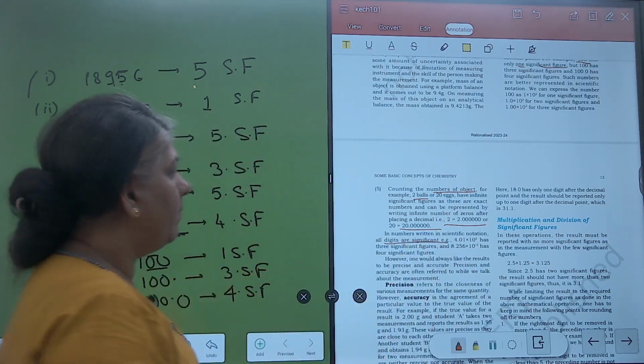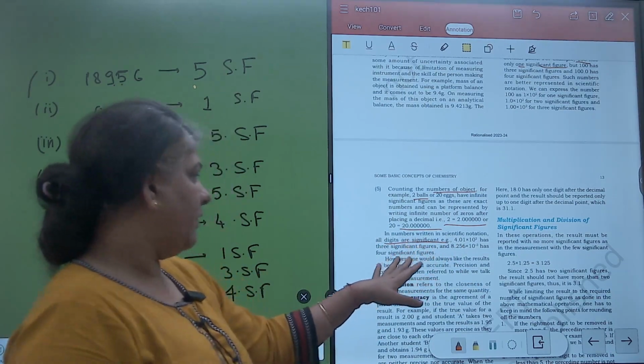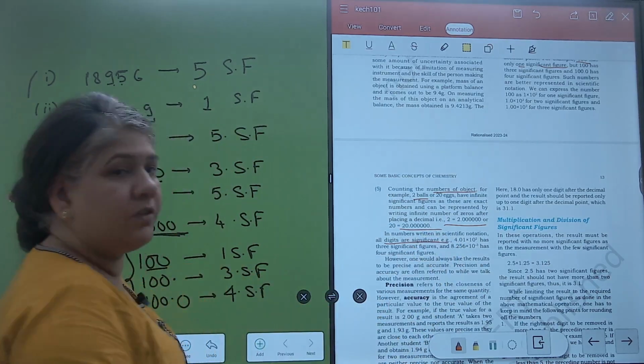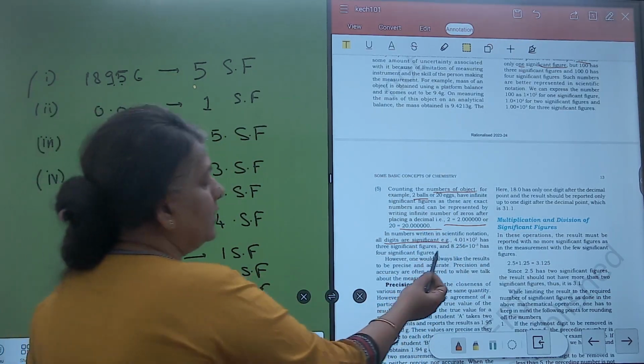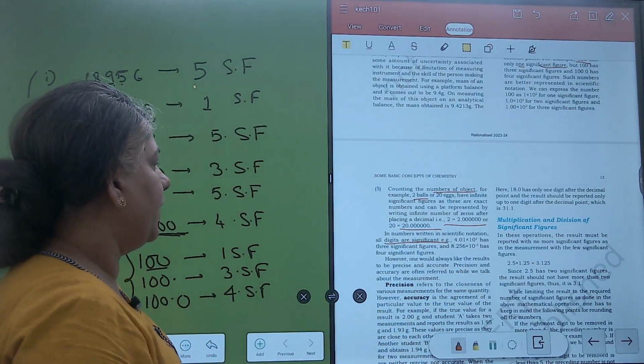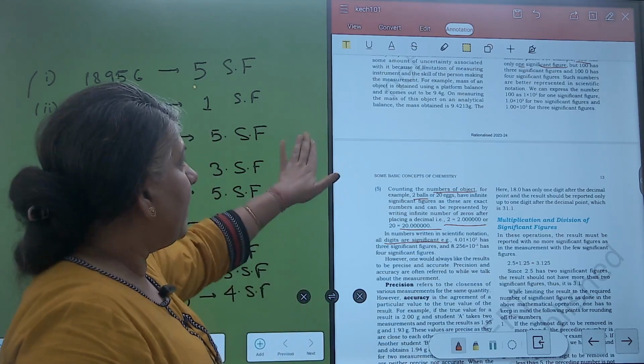Okay, and all the numbers written in scientific notation will have all the digits significant. For example, 4.01, here there are three significant figures. Similarly, 8.256, there are four significant figures. So these are the rules which you must practice.